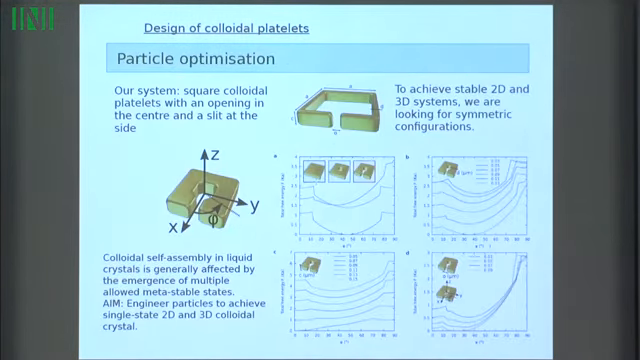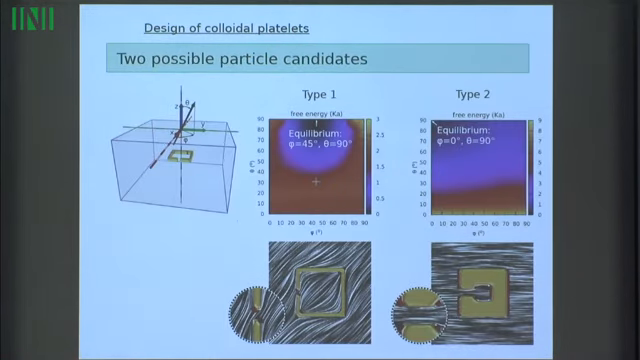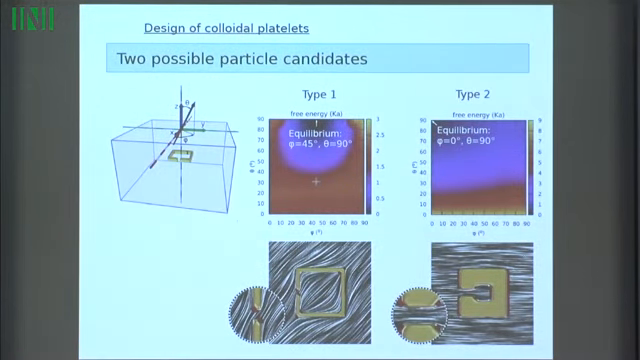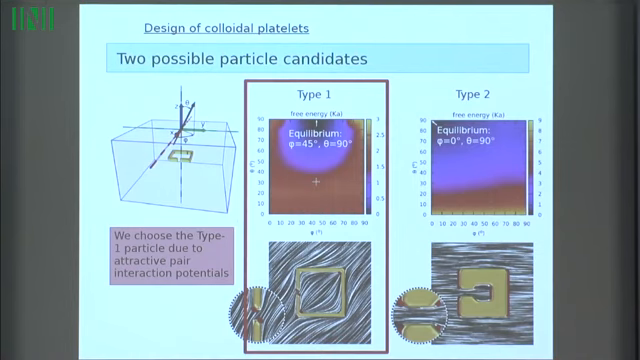So from this analysis here, we've decided on 2 types of particles that are most promising. We can see that both of them are symmetric with regards to the nematic field, type 1, type 2, and then we analyzed them a bit further. But in the end, we decided for this type 1 particle because we also analyzed some pair interaction potentials. And for this thicker particle here, it turns out that the interaction between 2 particles stacking on top of each other is repulsive.